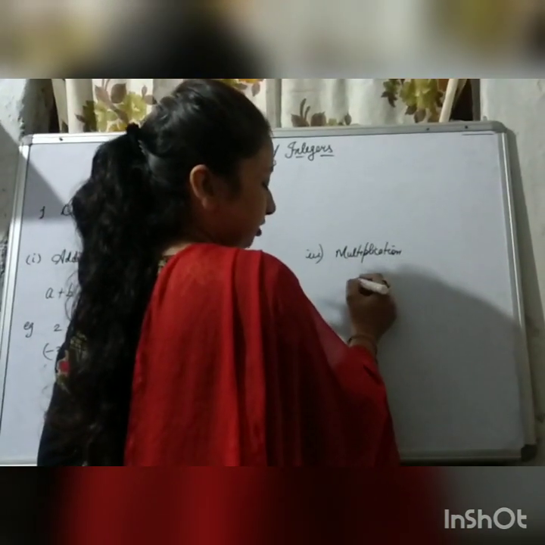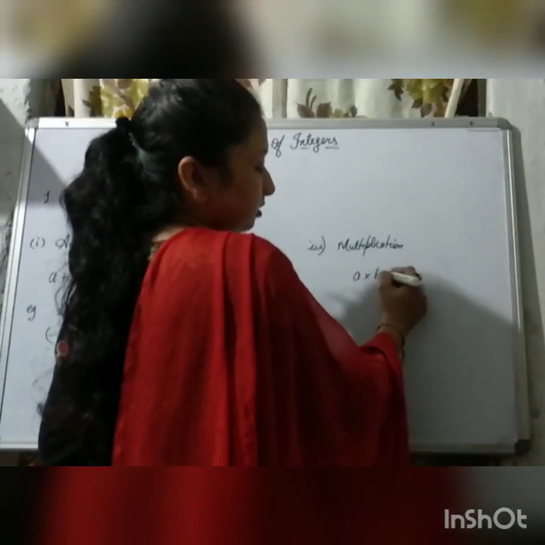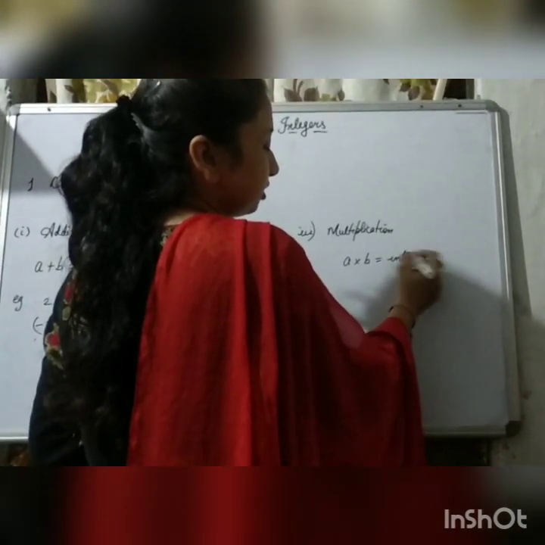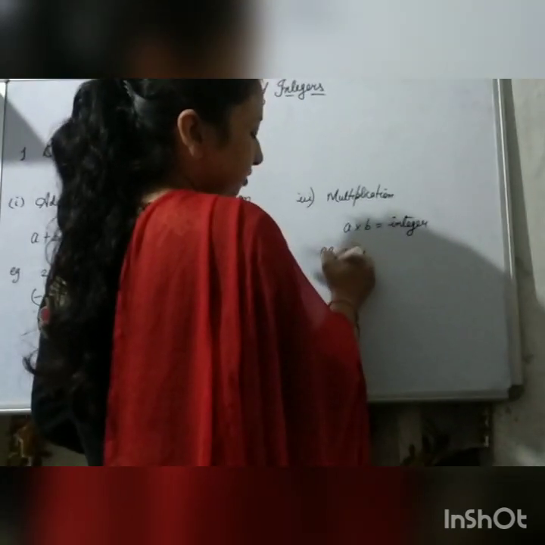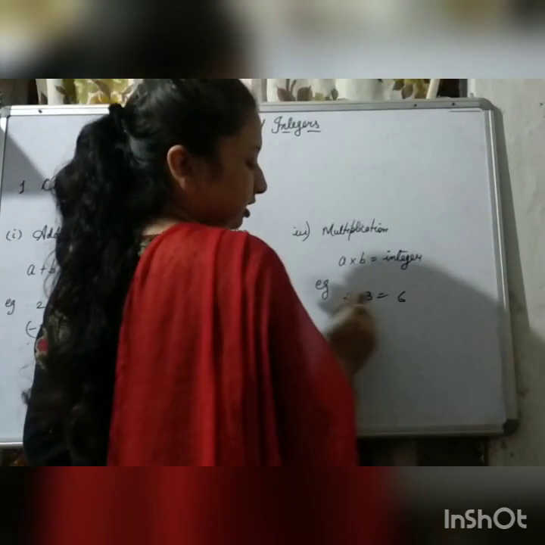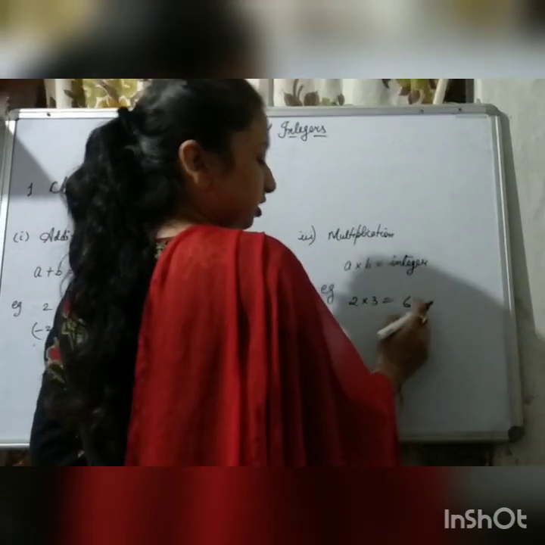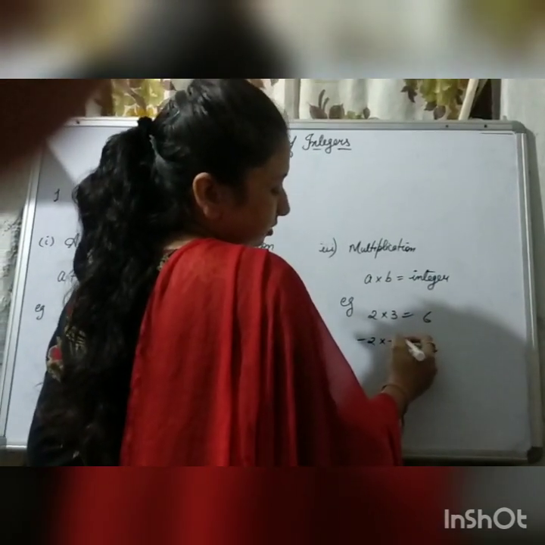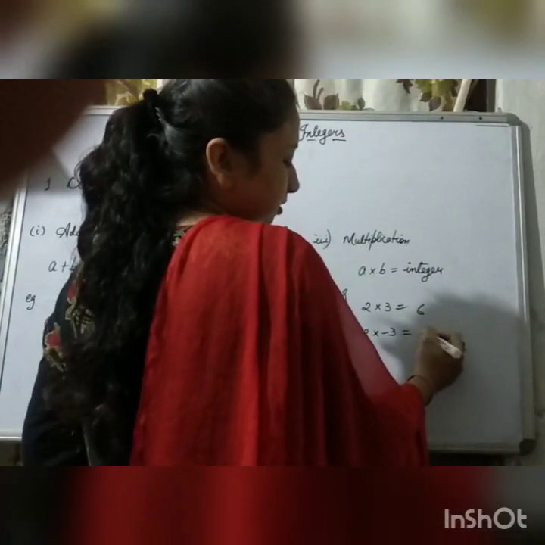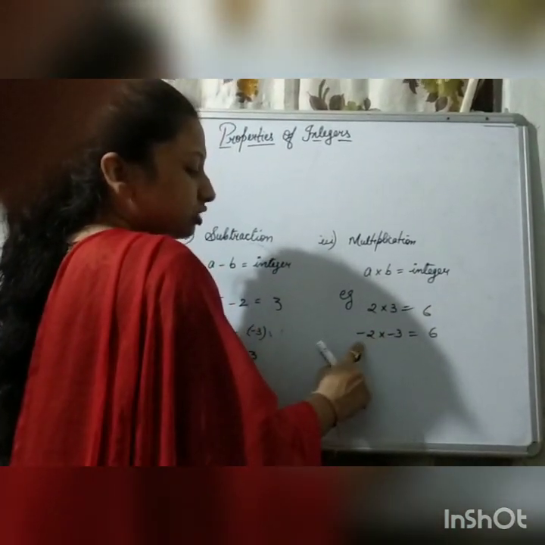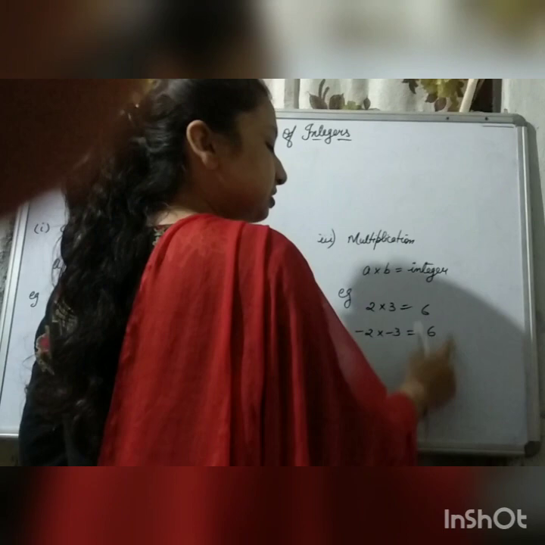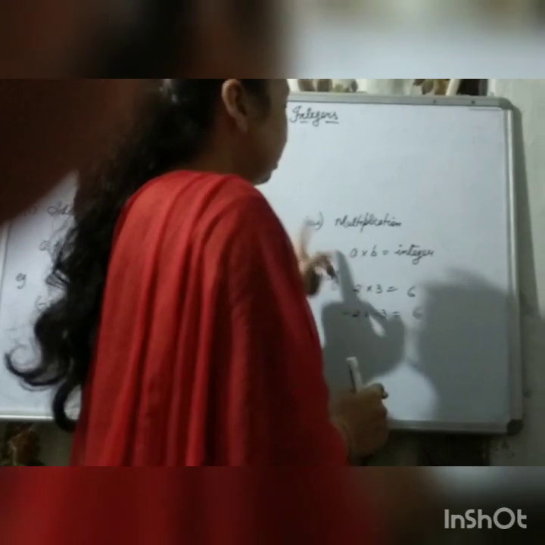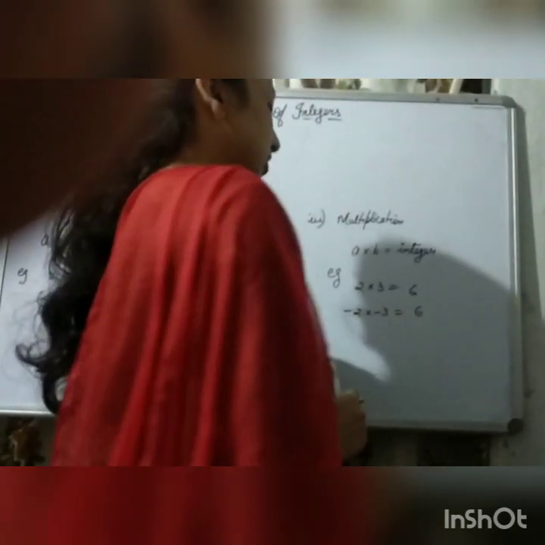And we'll check whether this closure property is applicable to multiplication or not. Let us take these integers as a and b, and the answer will always be an integer according to the property. Let us take an example. 2 into 3 is 6. Here I have taken positive integers, so this answer is also an integer only. Now if I take negative integers, minus 2 into minus 3, minus into minus is plus, so the answer is plus 6. Again 6 is an integer only. So that means this property applies to multiplication also.